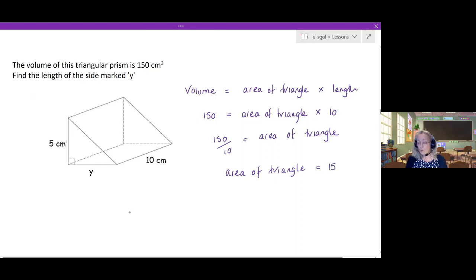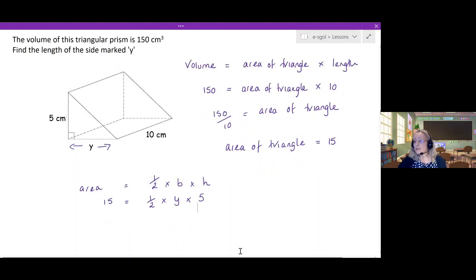Now I've got to work out what this missing length here is. So I'm going to start by writing down the area of a triangle formula. The area of the triangle is a half multiplied by the base multiplied by the height. So my area is half times the base times the height. Well, I know that that area now is 15. And half multiplied by, and I know that this y here is my base, so that's y, and my height is 5. So now I should be able to sort this out.